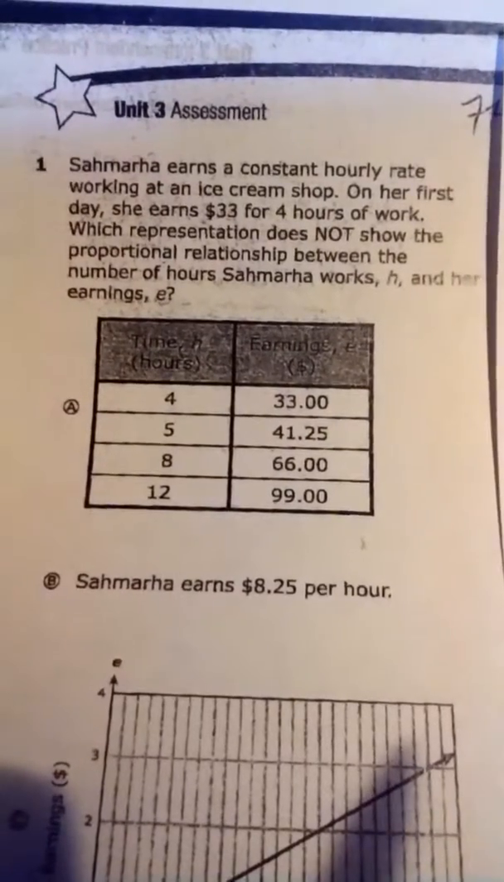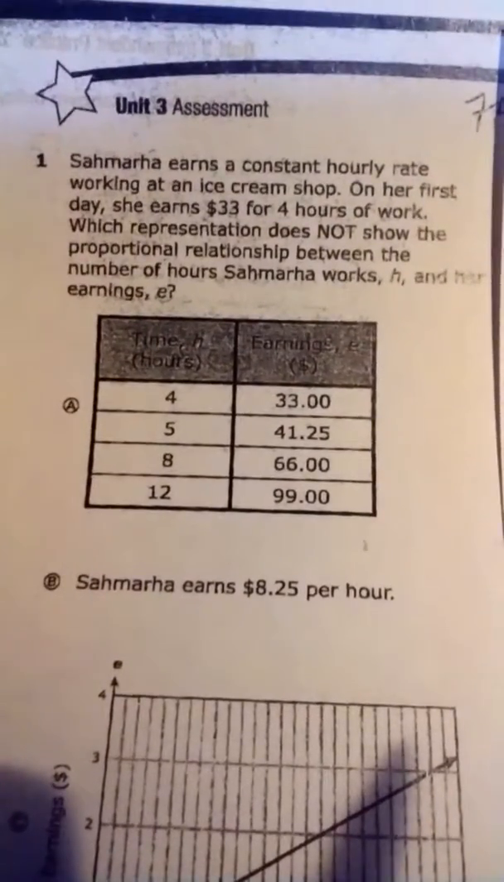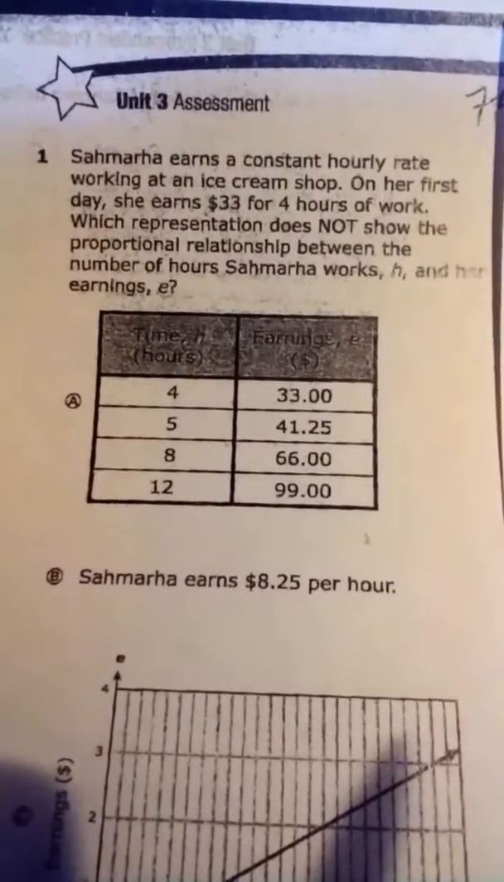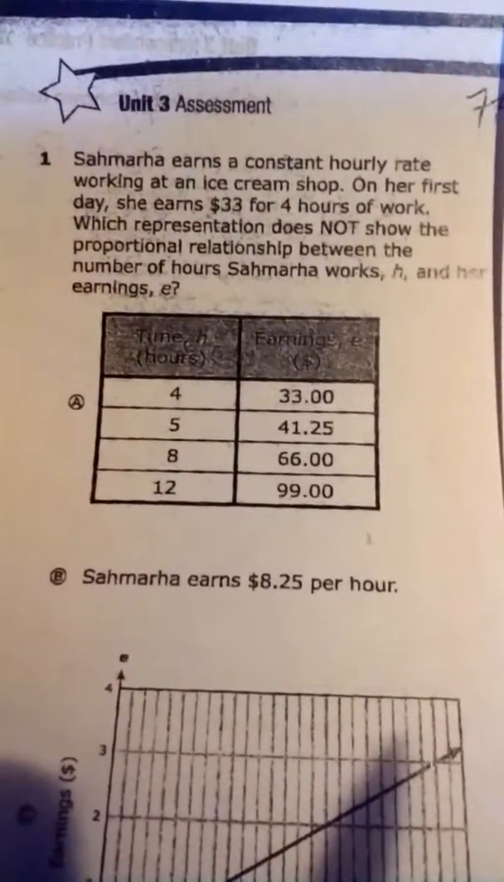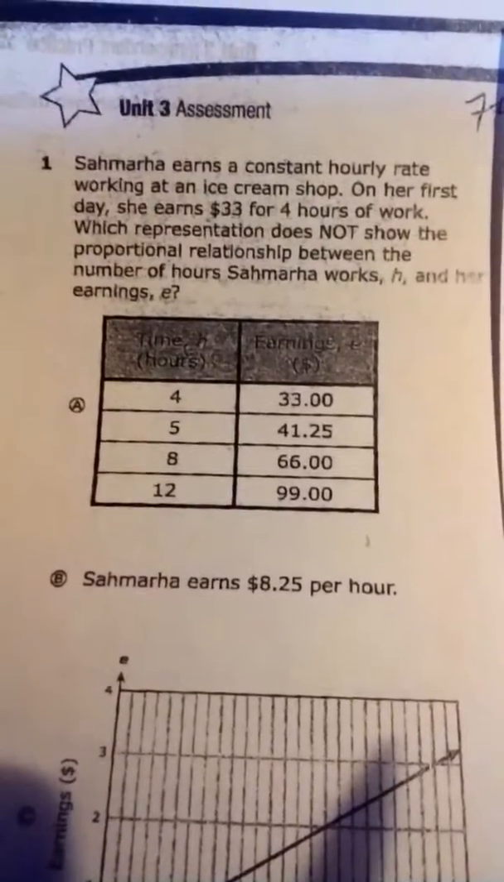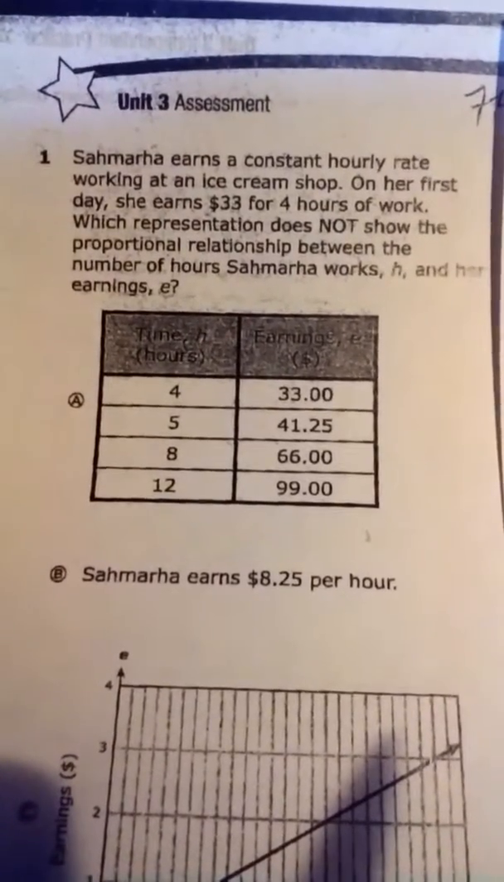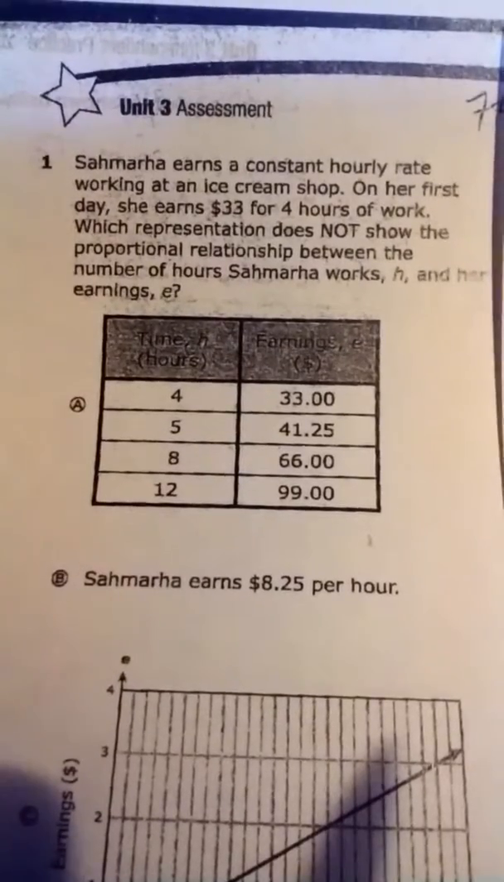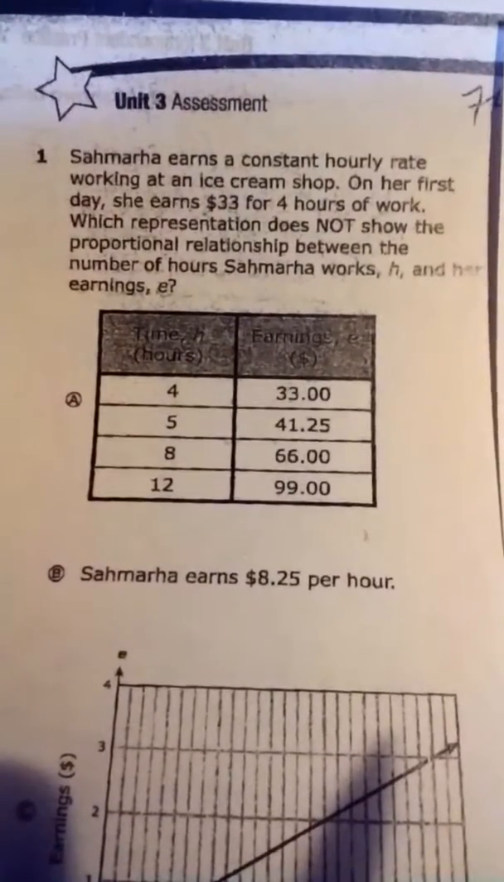On number 1, we see Samara earns a constant hourly rate working at an ice cream shop. On her first day, she earns $33 for 4 hours of work. Which representation does not show the proportional relationship between the number of hours Samara works, H, and her earnings, E?